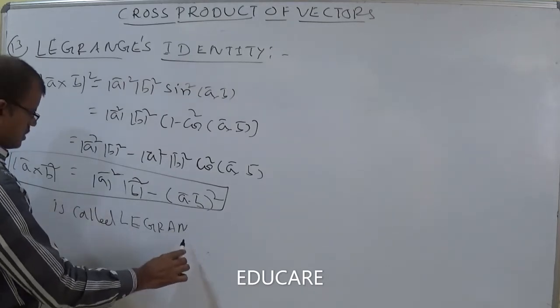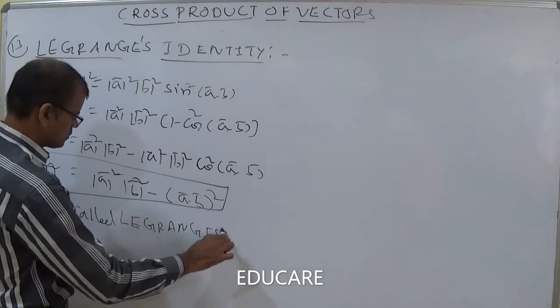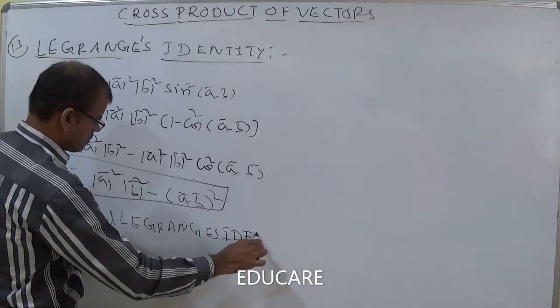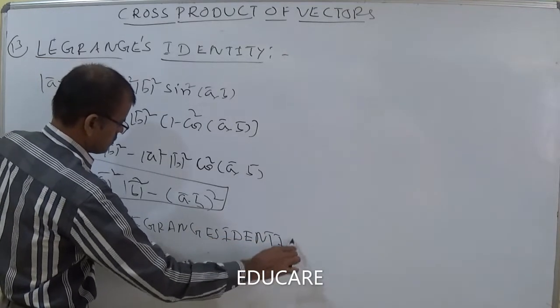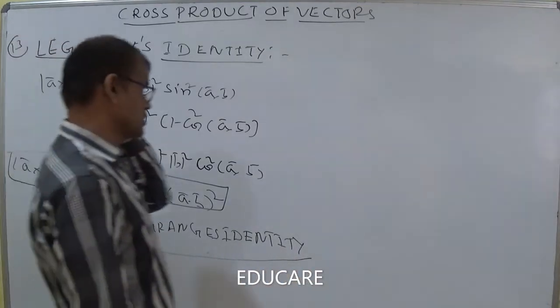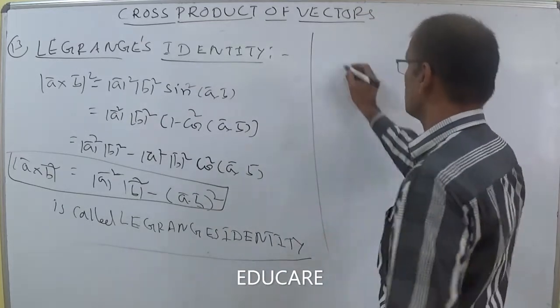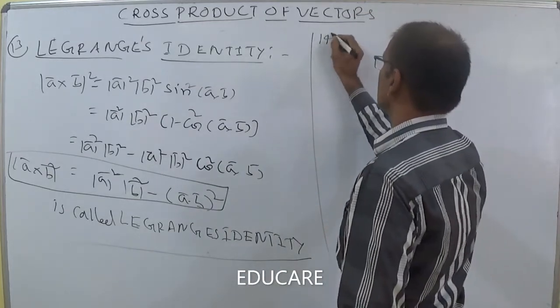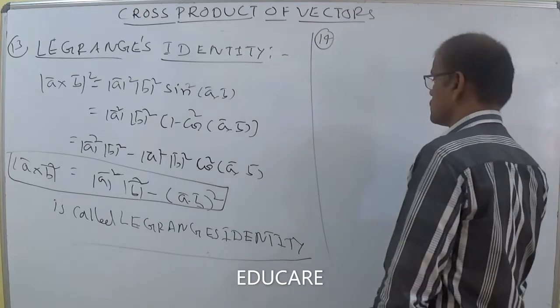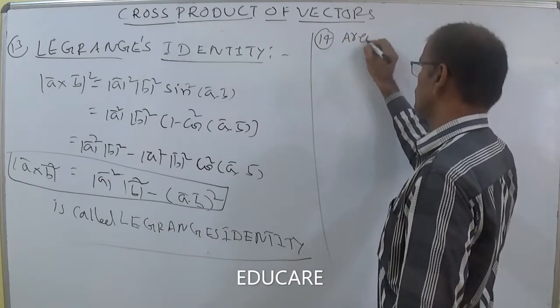Using this one, many sums are there. Lagrange's identity: modulus of A bar cross B bar whole square is equal to mod A square into mod B square minus A dot B whole square. This is Lagrange's identity. Next, let us discuss the topic of area.